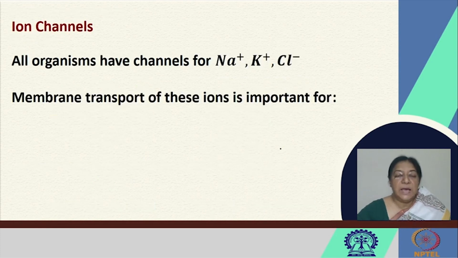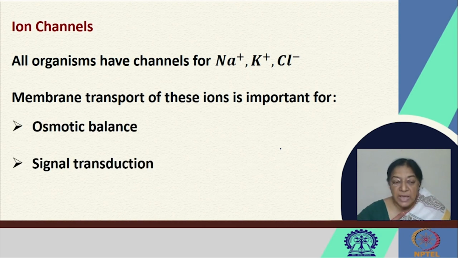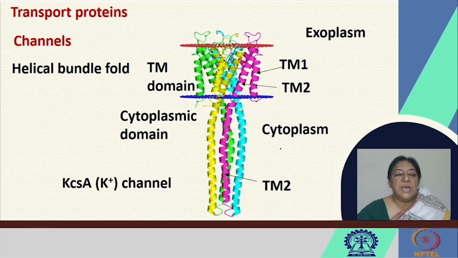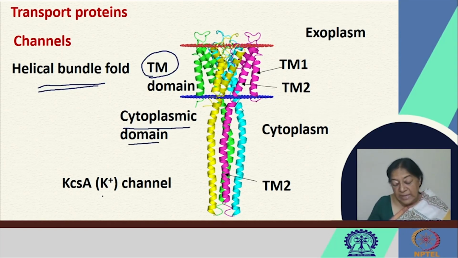So if we look at these ion channels, all of these organisms have channels for sodium, potassium, and chloride ions, and the membrane transport of these ions is very important to maintain the osmotic balance, for signal transduction, and for the specific membrane potential, to maintain the resting membrane potential of the membrane. For the channels that are these transport proteins, for example, we have a helical bundle fold, as this is called, this being the transmembrane domain. We also have a cytoplasmic domain in this specific example of the K plus channel, where we have the exoplasm and the cytoplasm here.